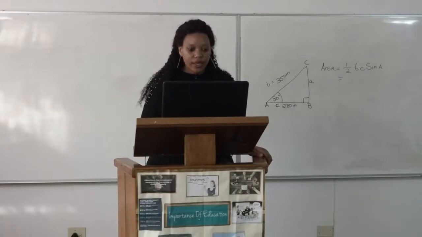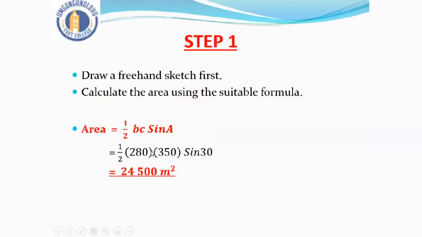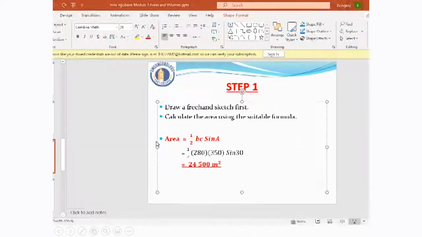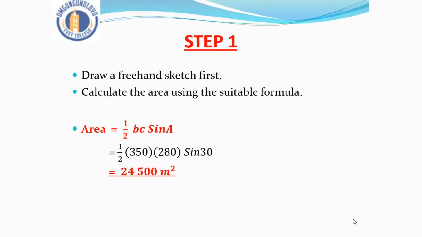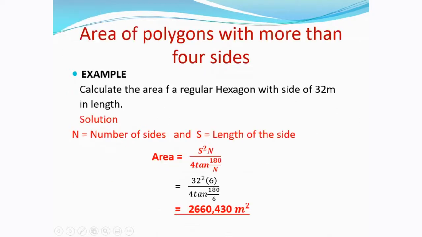Your B here is not 240. Let me change these values here. So B is equal to 350, and C is equal to 280. Now we've got the correct values. So our answer here will be 24,500 square meters because we were calculating for the area. That's why our unit measurements are in square meters.